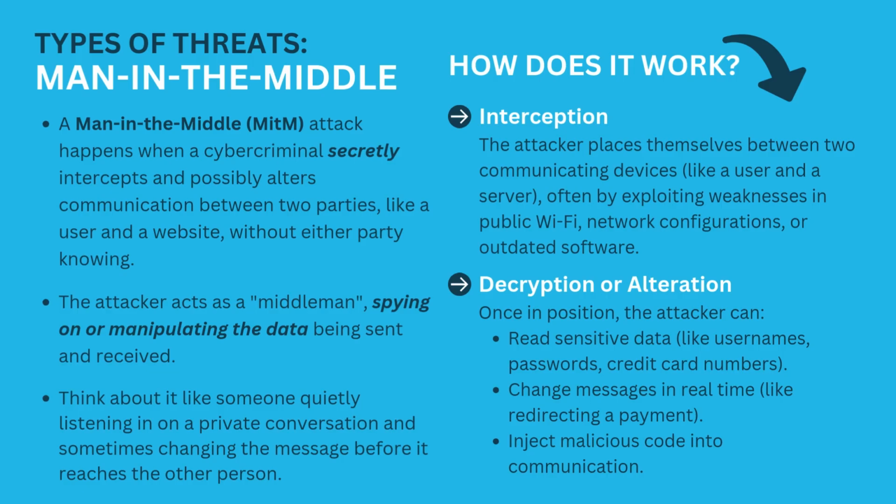Once the attacker is in the middle, they can do serious damage. They might read sensitive data, like passwords, credit card numbers, or messages. They can even change the data in real time. For example, they could redirect a bank transfer or inject malicious code into a communication stream. What makes this attack especially dangerous is that neither party may realize their data has been intercepted or changed.